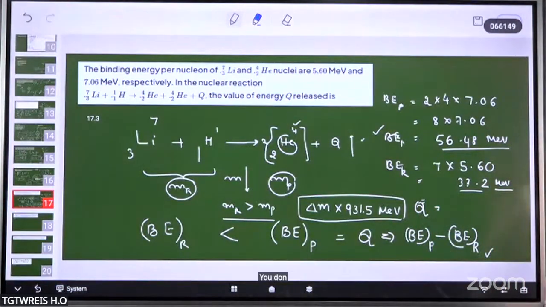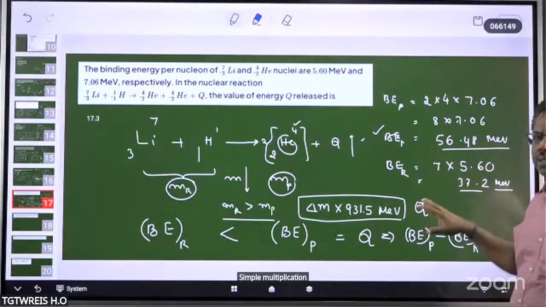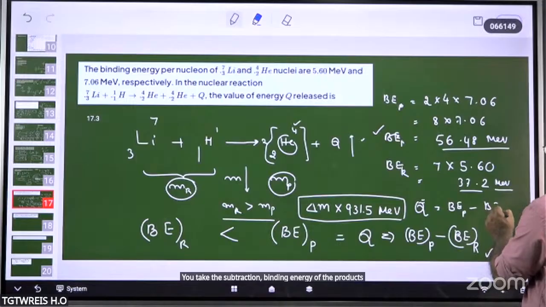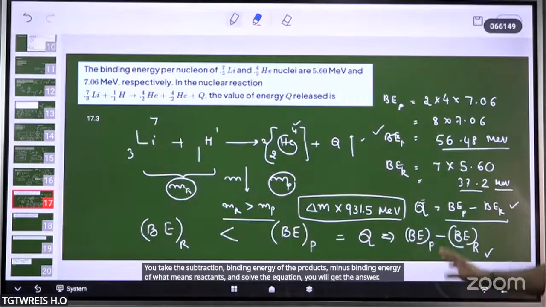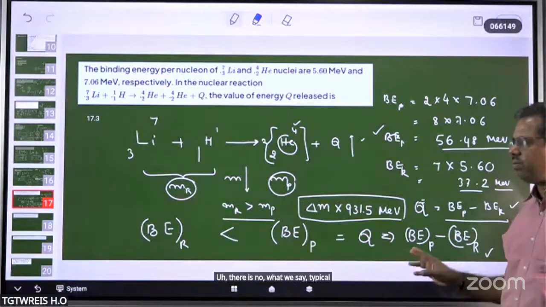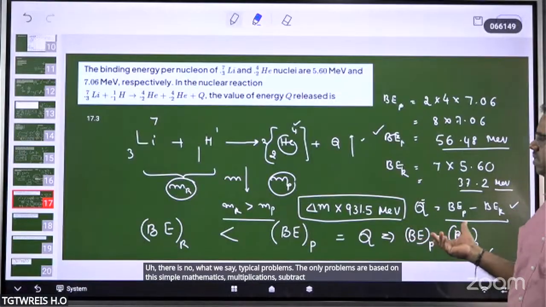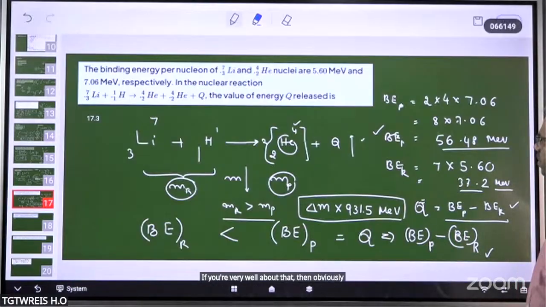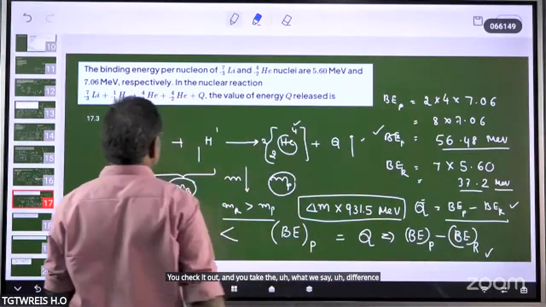We don't need to put much thought into this. Simple multiplication is there, simple subtraction is there. You take the binding energy of the products minus the binding energy of the reactants, and solve the equation, you will get the answer. So in nuclear physics, there are no typical problems. The only problems are based on simple mathematics, multiplications, subtractions, and additions. If you are very good at that, then obviously you can do a lot of the problems. You check it out and take the difference, you will get your answer.